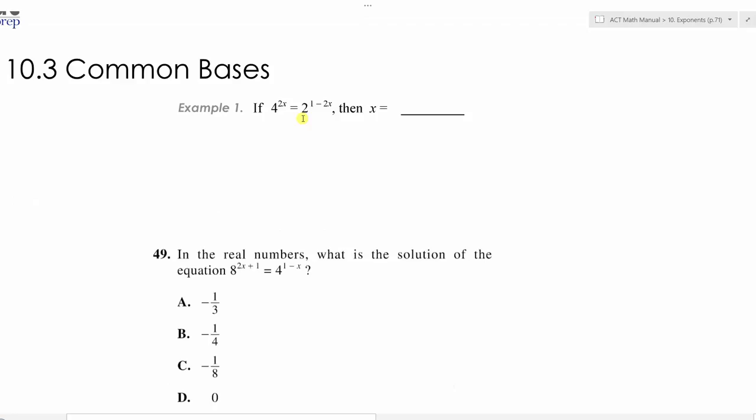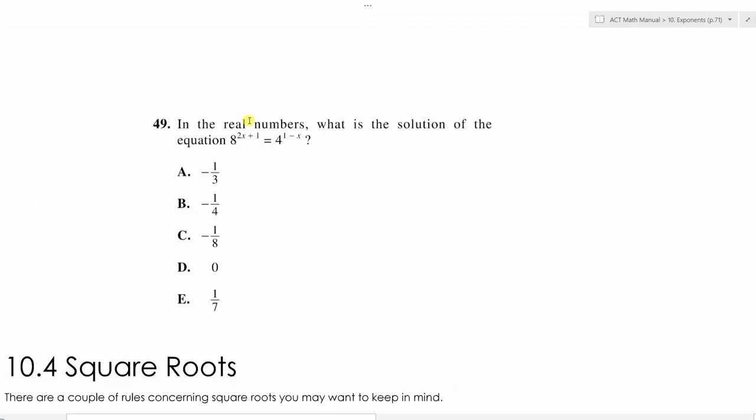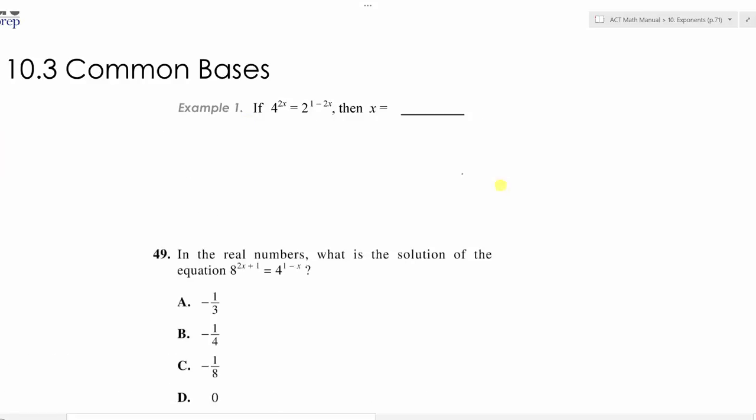Moving along to page 74. Page 74, we need to talk about common bases.